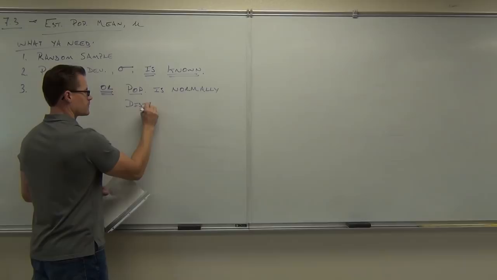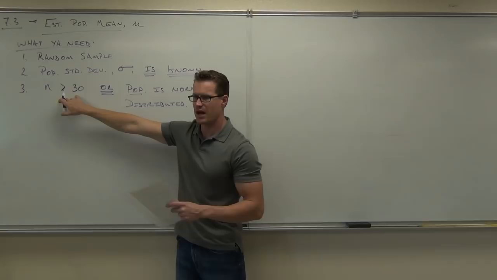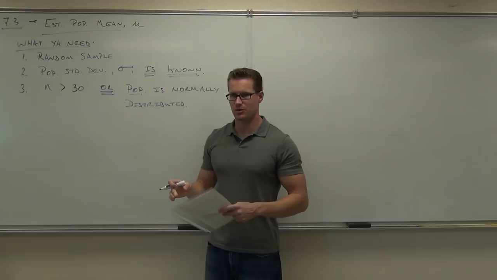Do you guys remember those key pieces right here, that n was bigger than 30? If you had that, no problem. You can do whatever you want as far as the z score. If n wasn't bigger than 30, you had to have a statement: the population is normally distributed. Those things are key. You with me so far? Okay.